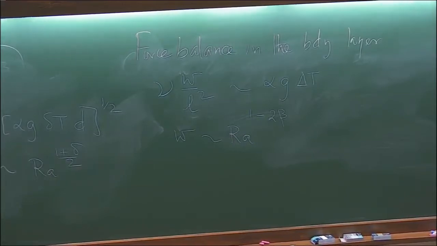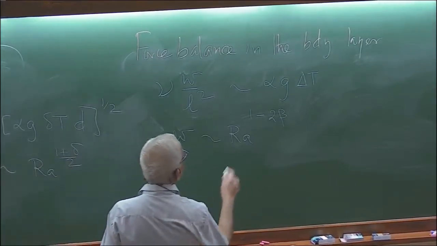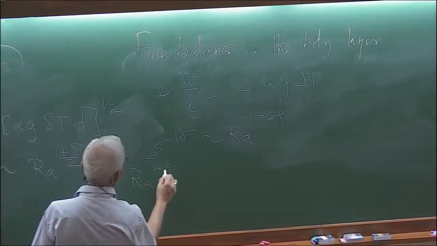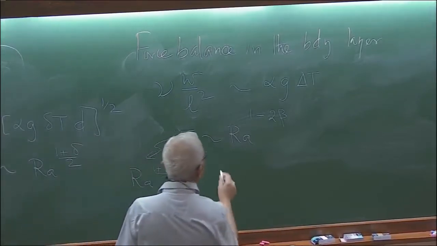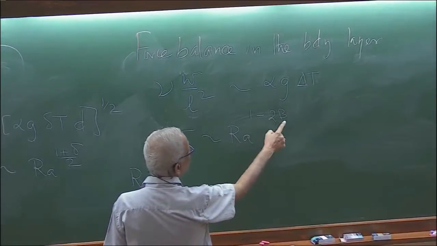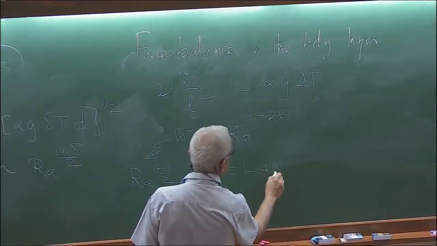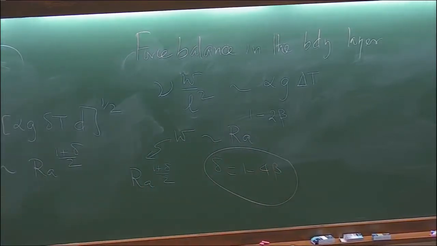Right? So 1 over L is like R to the power beta. So 1 over L is like R to the power 2 beta. So L square is like minus 2 beta. So that is that. W, on the other hand, I have just said that RA to the power 1 plus delta by 2. Therefore, 1 plus delta equals 2 minus, so delta is 1 minus 4 beta. So that's the force balance in the boundary layer.